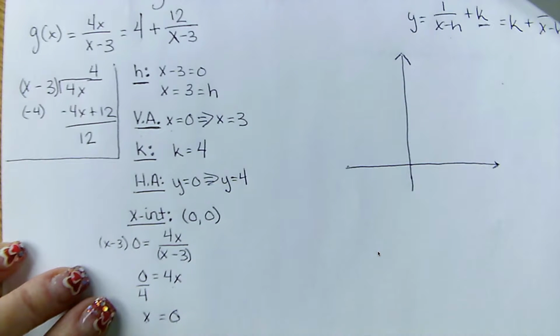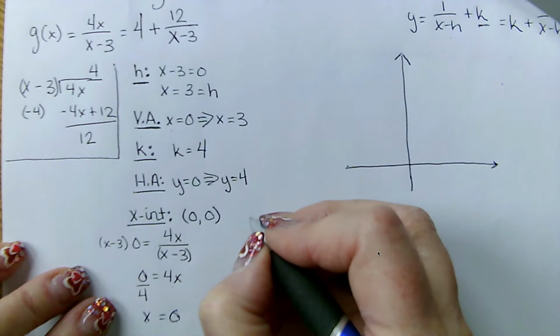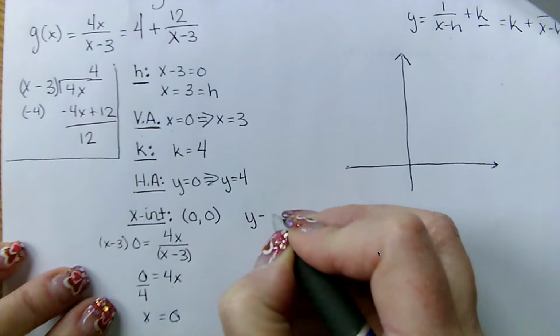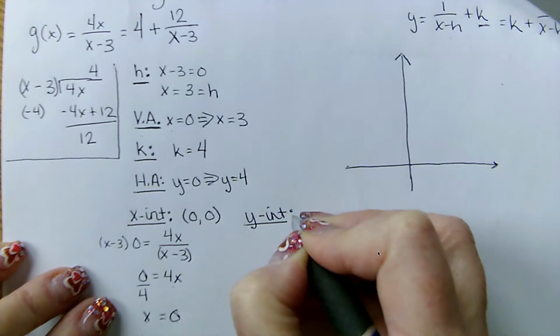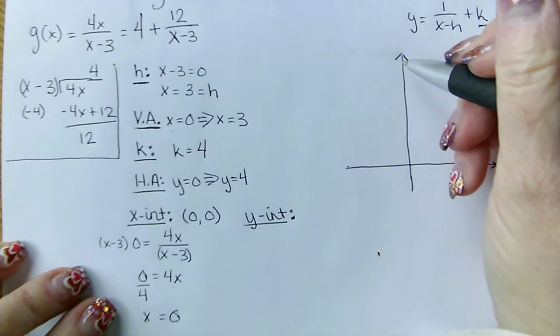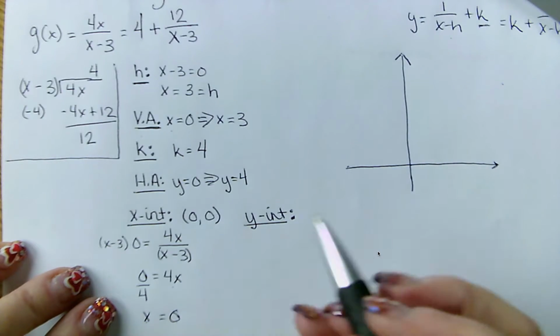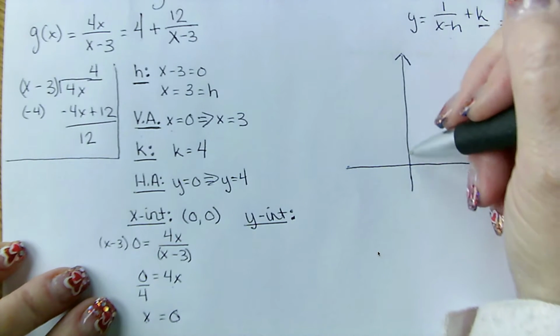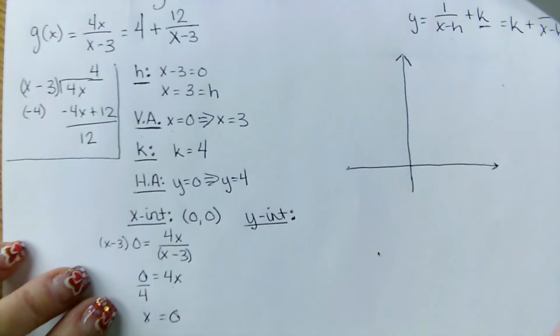0, 0. An x-intercept has to be written as a point. Is it not a point on a graph? Okay, well if I made you find the x-intercept, I'm probably going to make you find the what? Y-intercept. How do I find a y-intercept? Plug 0 in for x, because on the y-axis, what is the x always? 0.